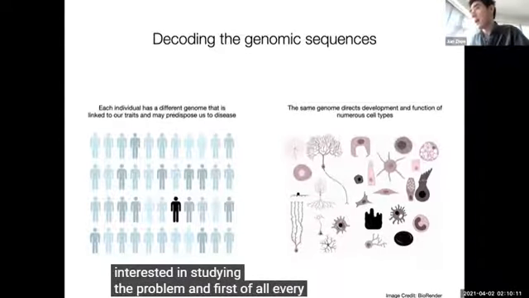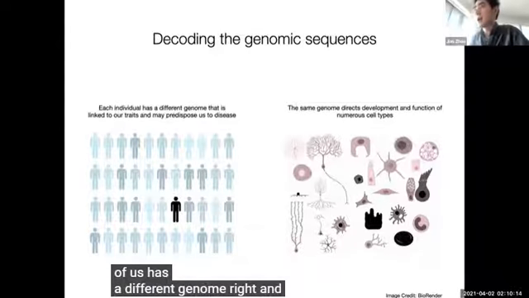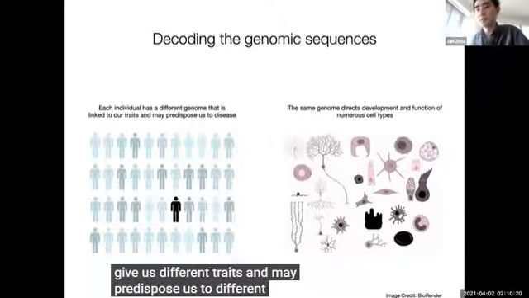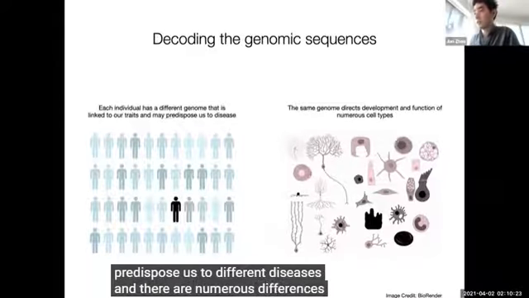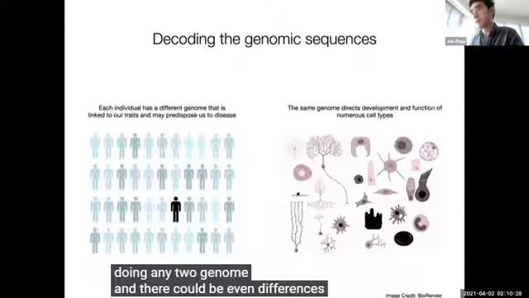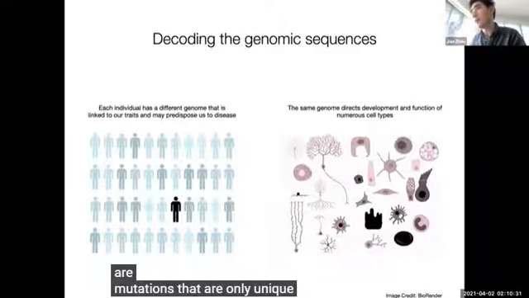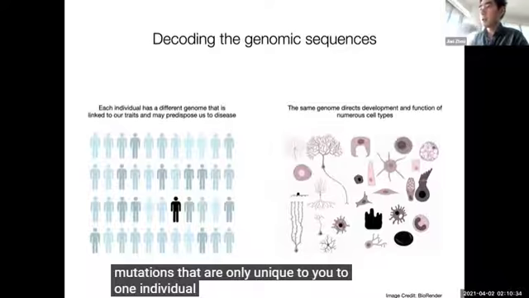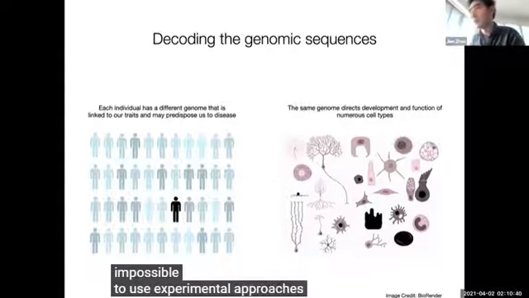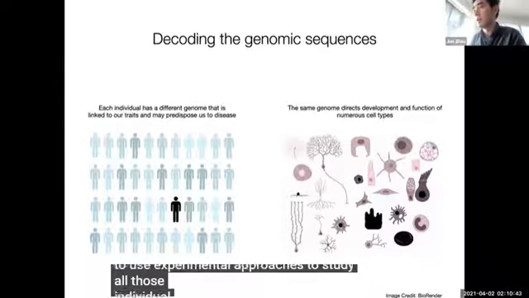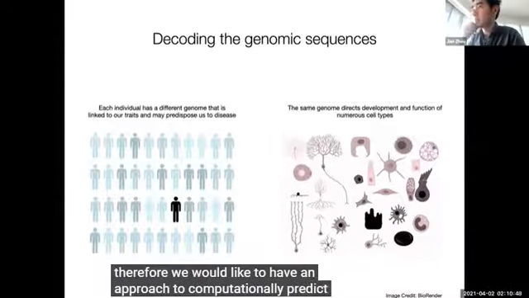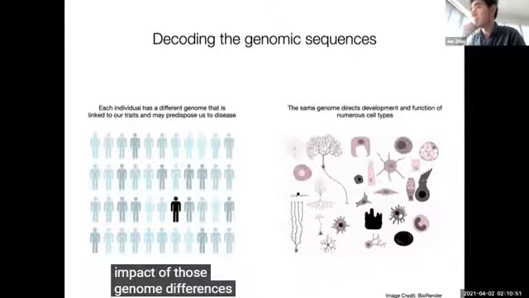And first of all, every one of us has a different genome, right? And the genome can give us different traits and may predispose us to different diseases. And there are numerous differences between any two genomes. There could even be mutations that are unique to one individual. Therefore, it is very difficult, if not impossible, to use experimental approaches to study all of those individual genome variations. So we would like to have an approach to computationally predict the impact of those genome differences.